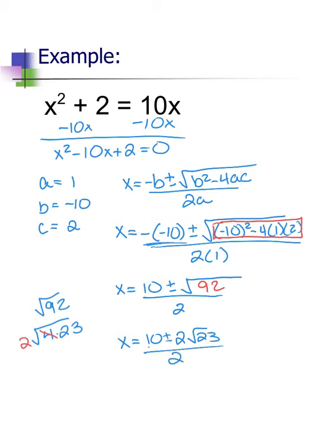And the last step, if I look at these numbers here, they're all divisible by 2. So I'm going to reduce it, 5, 1, 1. So my answer becomes x equals 5 plus or minus radical 23. And those are the roots to that equation.